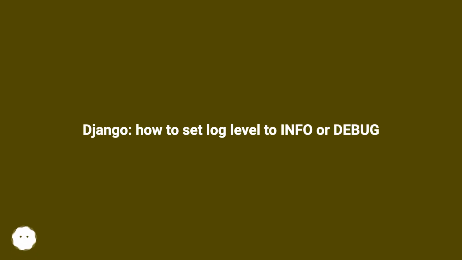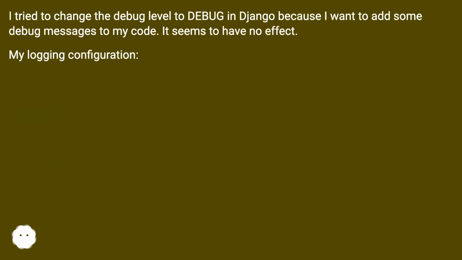Django, how to set log level to info or debug. I tried to change the debug level to debug in Django because I want to add some debug messages to my code. It seems to have no effect. My login configuration.